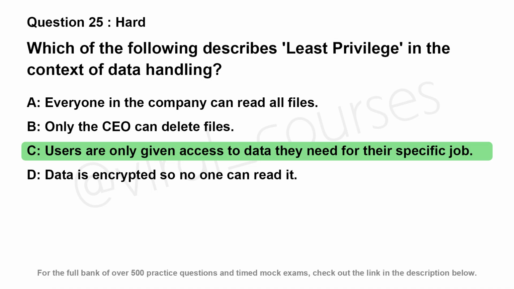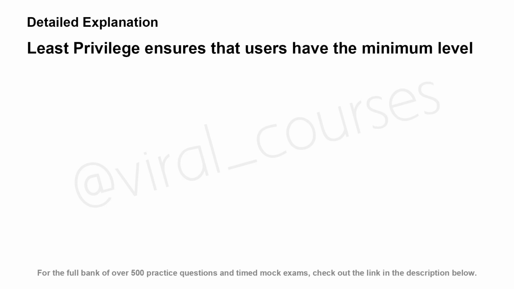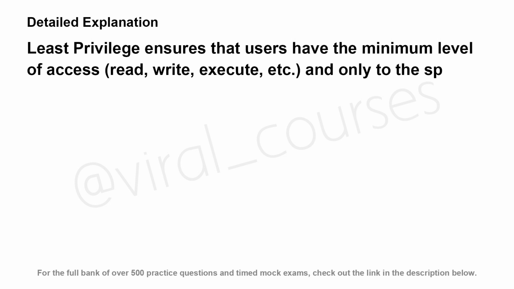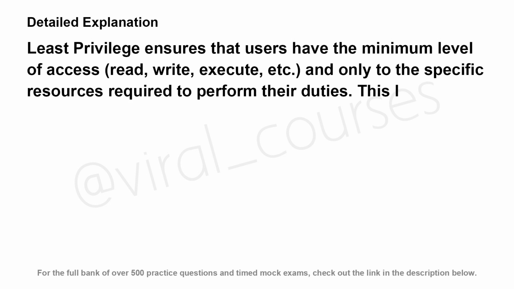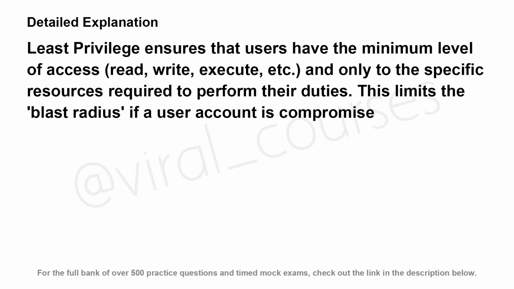The correct answer is C. Least privilege ensures that users have the minimum level of access, read, write, execute, etc., and only to the specific resources required to perform their duties. This limits the blast radius if a user account is compromised.